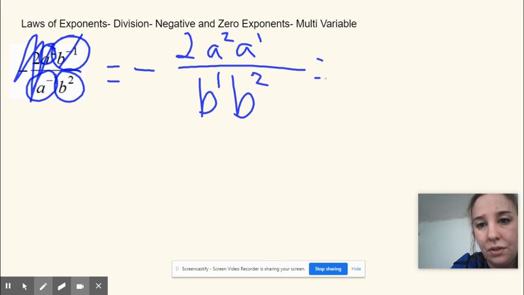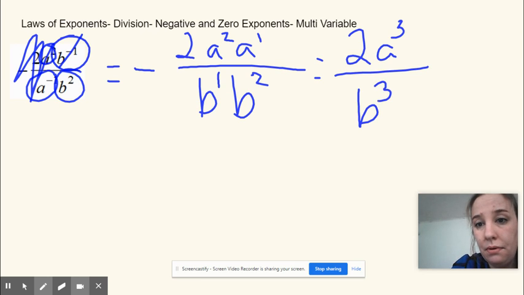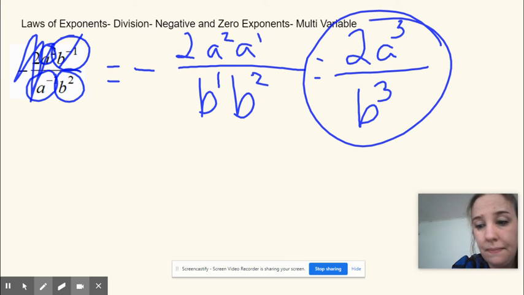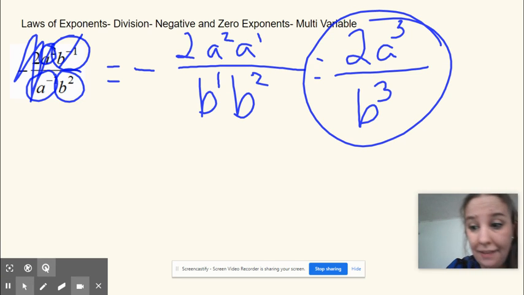And now we have to do what we were doing last week and actually multiply them. So 2, a to the second times a to the first. Add them up. And that is how you deal with negative exponents.